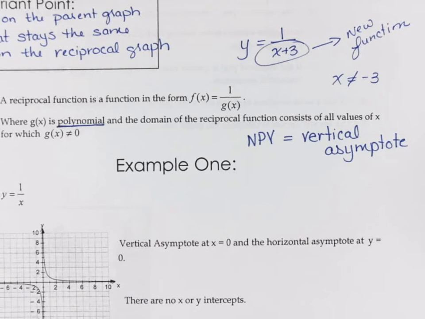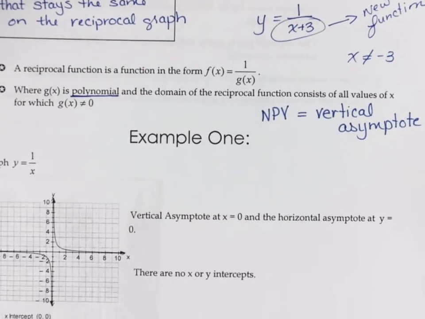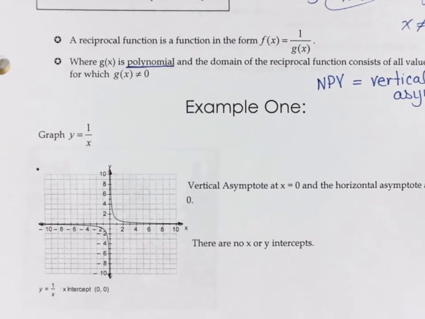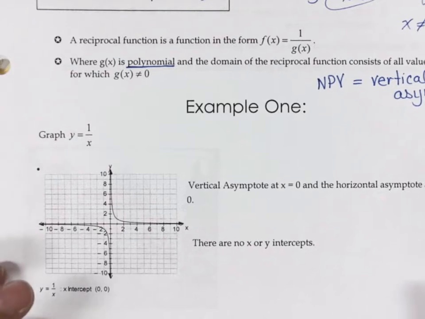I will tell you that Desmos, just FYI, won't put an asymptote on there. The graph will show asymptotic behavior, but it won't show the actual asymptote. Same with my graphing calculator. So you got to be smarter than your graphing calculator. Okay, so here's your first graph. We're going to talk about the graph.